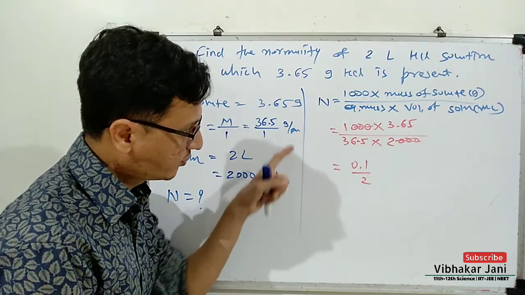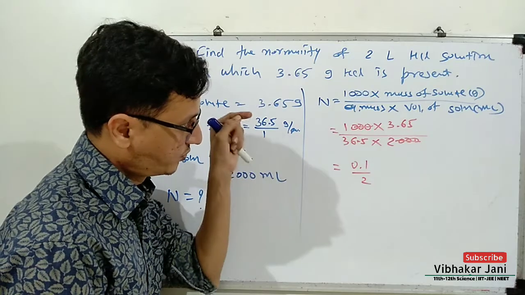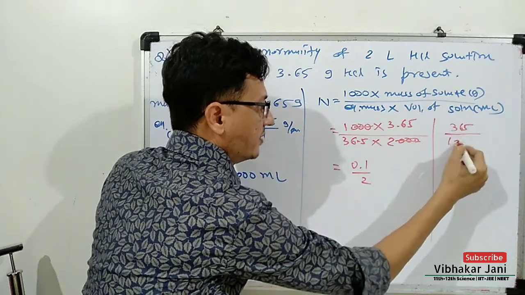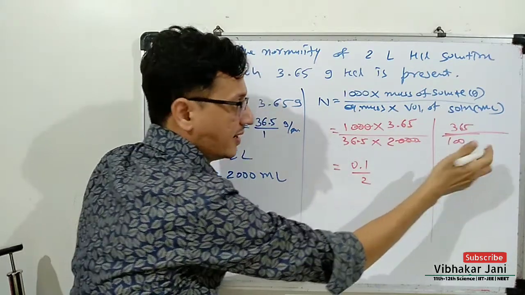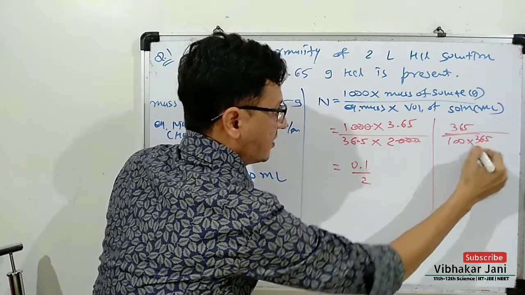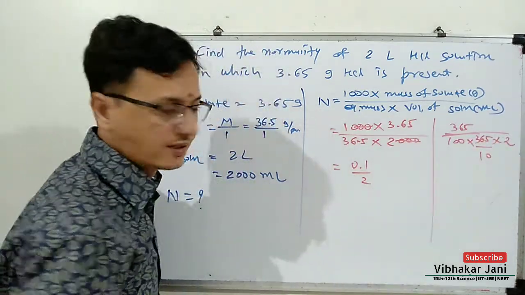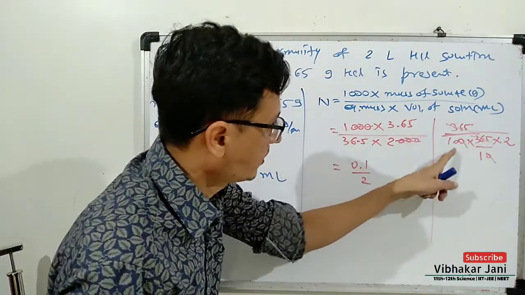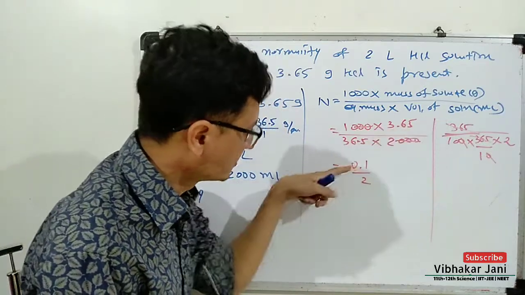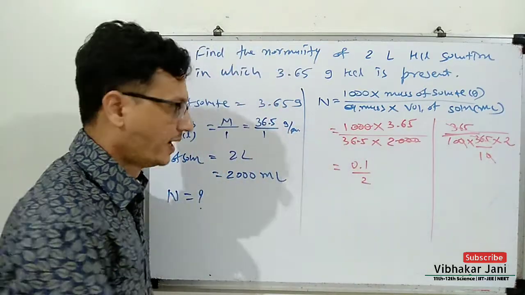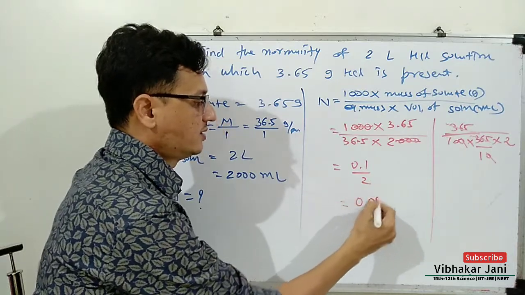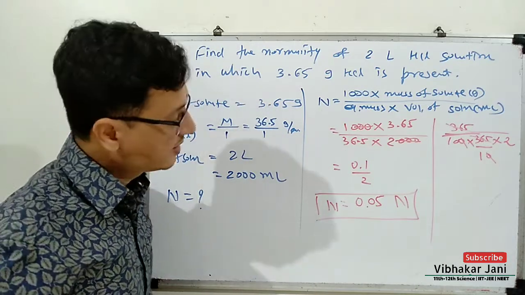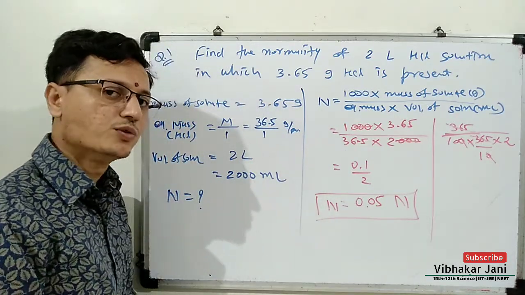I hope you can understand what I am doing right now, and if you are having any doubt, then just simplify it. 365 divided by 100, you can write this like this, multiplied by here also 365 divided by 10 and 2 as it is. So these 0 will be cancelled, 365 will be cancelled, so it is 1 upon 10 multiplied by 2. 1 upon 10 is 0.1 divided by 2. So ultimately it will give us 0.05, and the unit for normality is normal. So our answer is 0.05 normal.